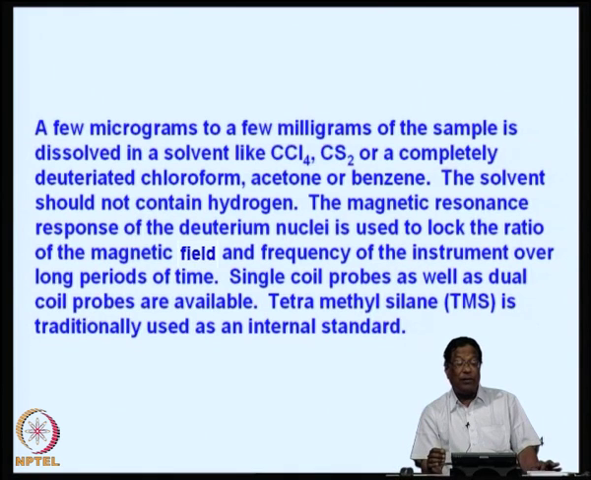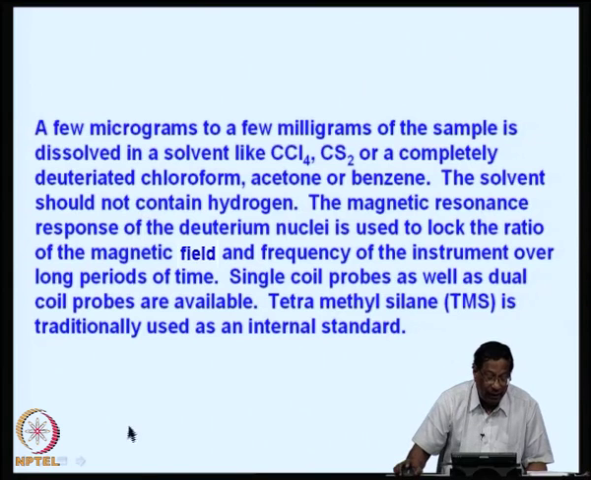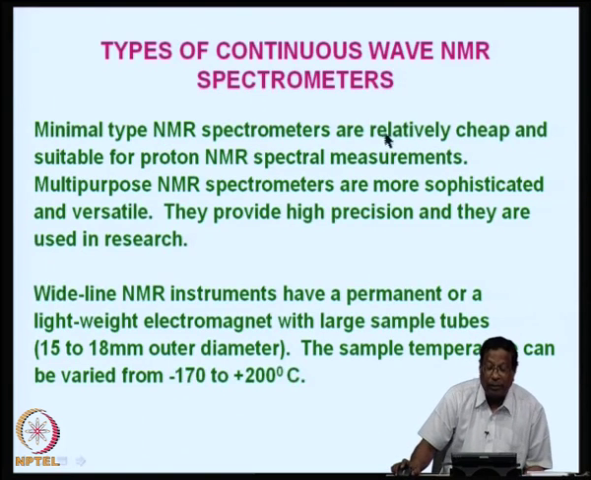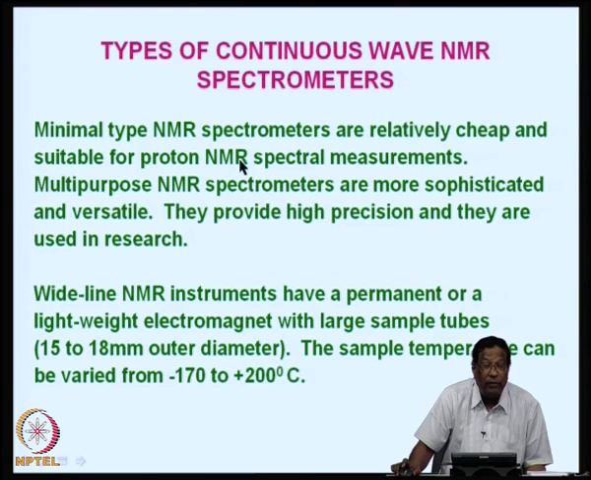The magnetic resonance response of the deuterium nuclei is used to lock the ratio of the magnetic field and frequency of the instrument over long periods of time. So, single coil probes as well as dual coil probes are available. Tetramethylsilane, this very standard internal standard, is traditionally used as internal standard, but there are other materials also available nowadays. So, minimal type NMR spectrometers are relatively cheap and suitable for proton NMR measurements.